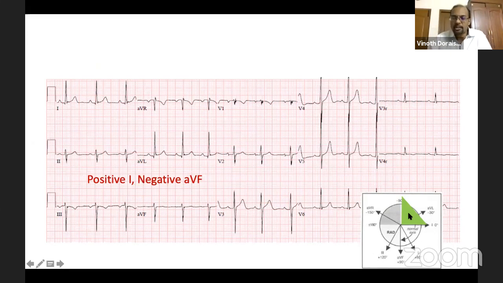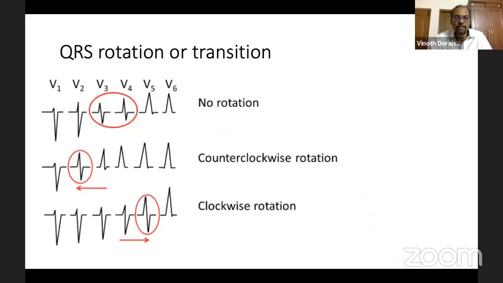So now I know it is a left upper quadrant. I also know that the axis is around minus 30 degrees. Okay, so this is the isoelectric method, left axis deviation. Then coming to something called the QRS rotation or the transition. So now this axis was calculated in the frontal plane. The QRS rotation or transition is calculated in the horizontal plane by seeing the leads V1 to V6.